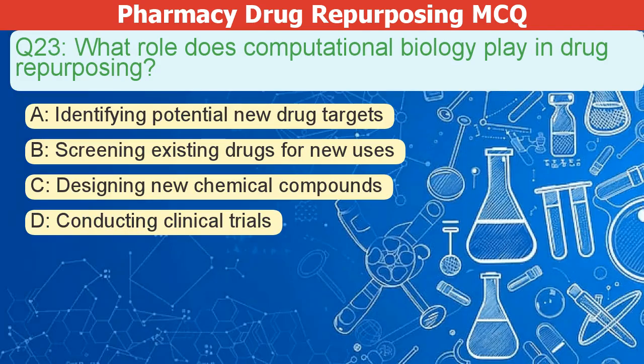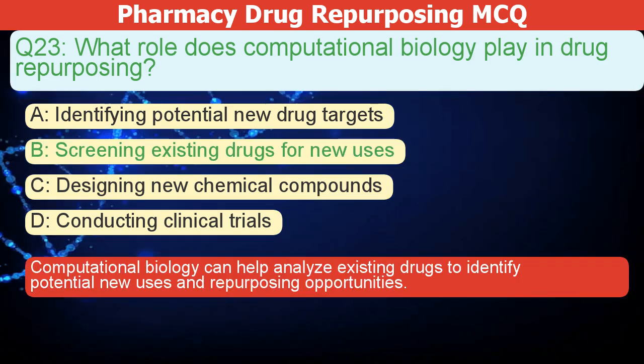What role does computational biology play in drug repurposing? A. Identifying potential new drug targets. B. Screening existing drugs for new uses. C. Designing new chemical compounds. D. Conducting clinical trials. The correct answer is B. Computational biology can help analyze existing drugs to identify potential new uses and repurposing opportunities.